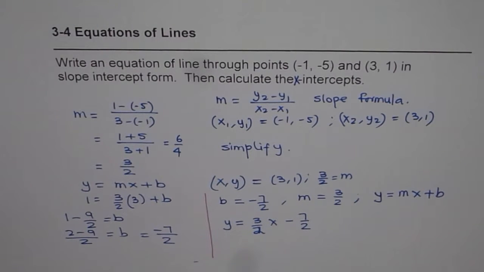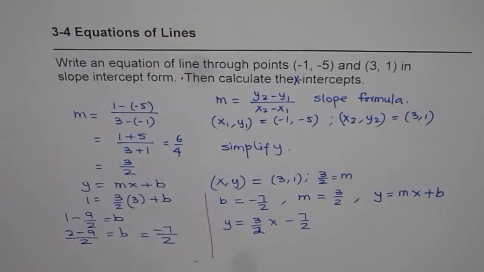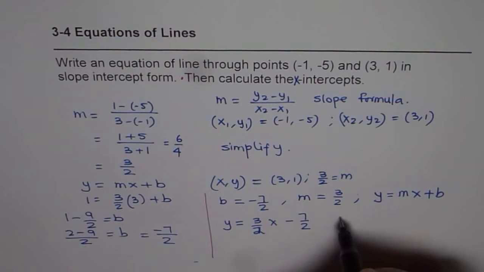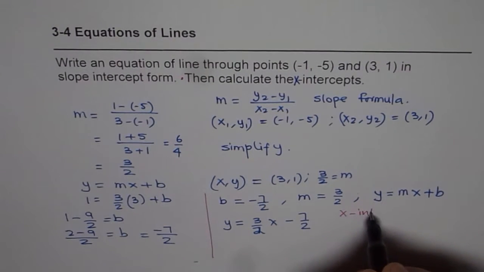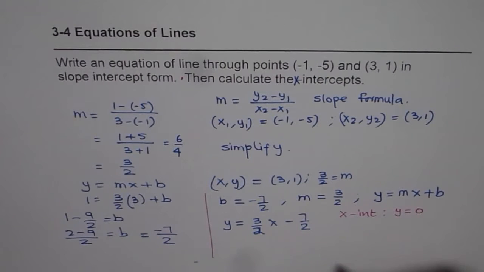Now the second part of this question is to calculate the x-intercept, right? So we already know what the y-intercept is. Now let's calculate the x-intercept. How do you calculate the x-intercept? The x-intercept is a point where y equals 0. So in this equation, we can substitute y as 0 and find the value of x. So that is how we calculate the x-intercept.